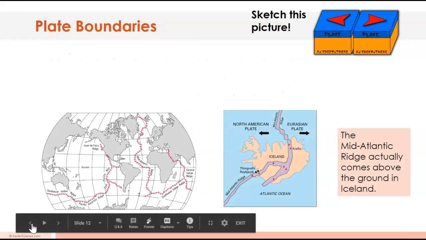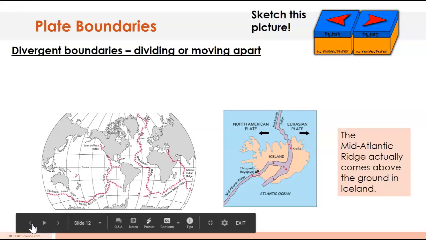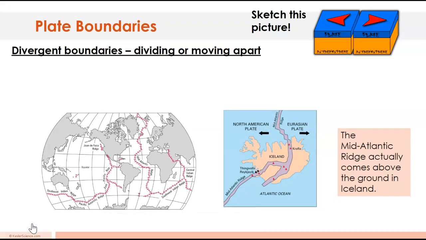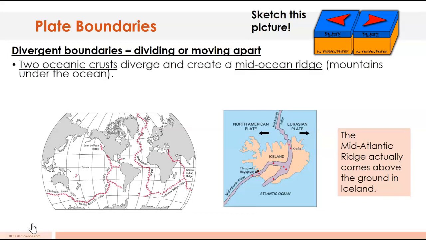All right, so let's talk about the plate boundaries. Just listen and then you can write at the end. Divergent boundaries are dividing. They're moving apart from each other. If it happens between two oceanic crusts, they make what's called a mid-oceanic ridge, where it actually creates mountains underneath the ocean. And this process is called seafloor spreading.